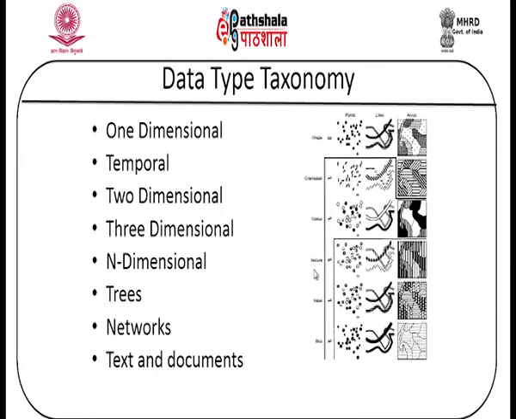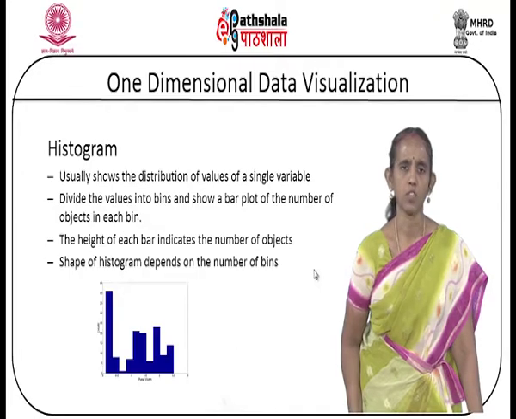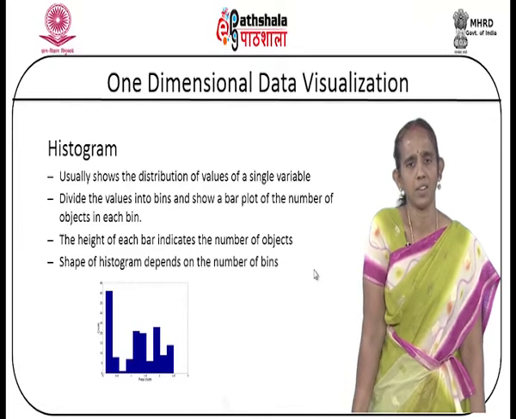This is a data type taxonomy. The data can be divided into various types. The data can be one-dimensional data. The data can also represent certain temporal values. The data can also represent two-dimensional or three-dimensional attributes. The data can be n-dimensional data. The data can be represented in the form of trees and networks, and the data can also be in the form of text and documents. So let us see them one by one in detail.